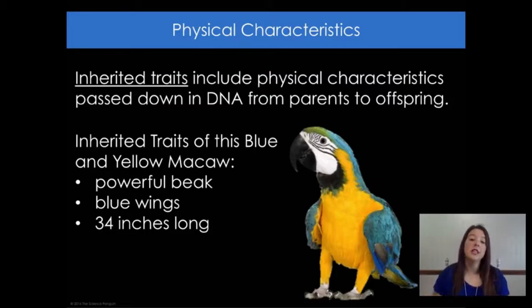So, let's look at this blue macaw here. Inherited traits include physical characteristics that are passed down in DNA from the parent to the offspring. So, for example, the inherited traits of this blue macaw would be that it has a powerful beak, it has blue wings, and it's about 34 inches long. These are all traits that are similar to its parents and all other blue macaws, actually.